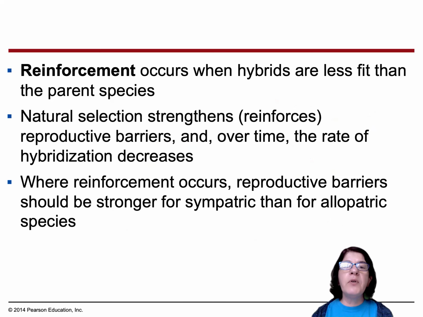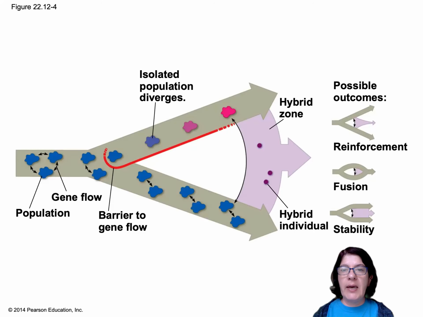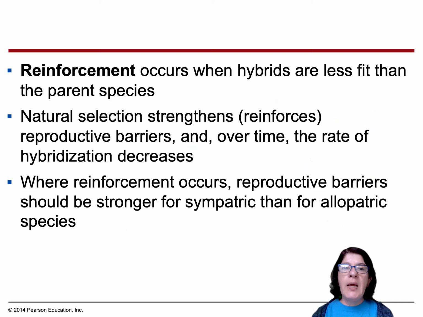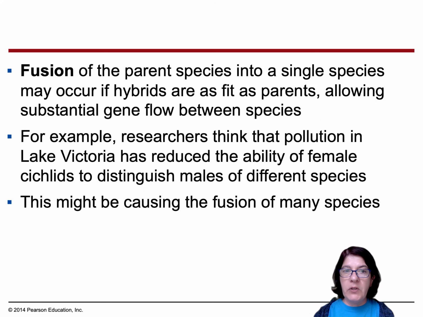Okay, so reinforcement occurs when hybrids are less fit than the parent species. Natural selection will strengthen, reinforce, the reproductive barriers, and over time, the rate of hybridization will decrease. That means the two species are going to become more distinct. Where reinforcement occurs, reproductive barriers should be stronger for sympatric than for allopatric species.